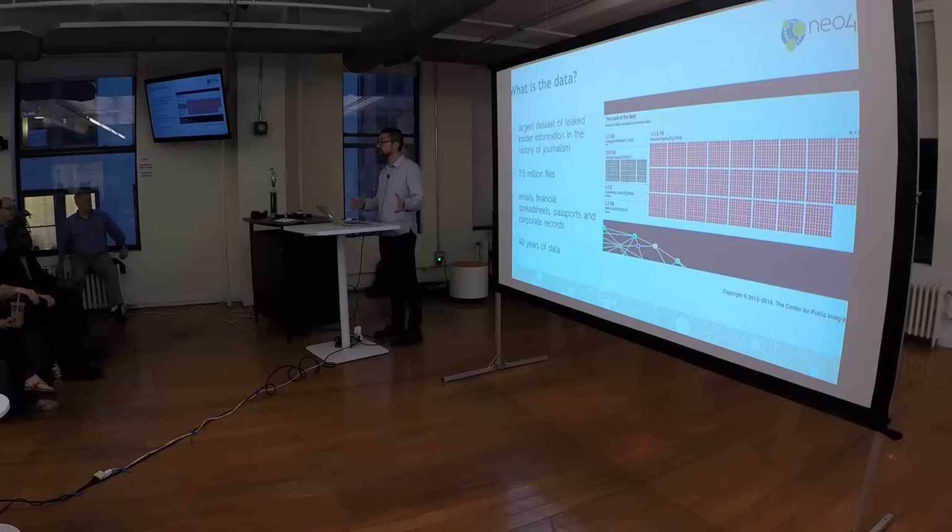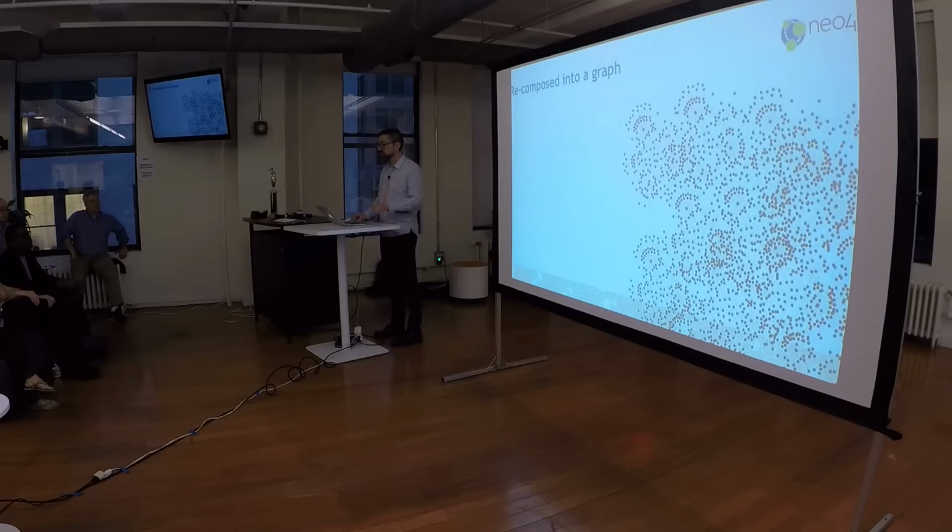What the journalists did is go through all of that and try to recreate a database so that they could then do analysis with these files. The individual files themselves, of course, are interesting, but not really that useful for asking questions. So they recomposed it into a graph. The graph that they've created is, for us, a modest-sized graph. It's a tiny little thing, just a couple hundred thousand nodes, a million relationships.